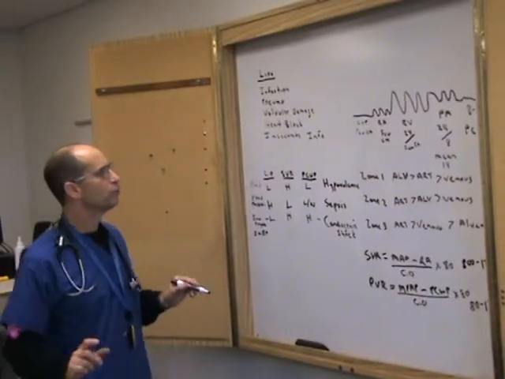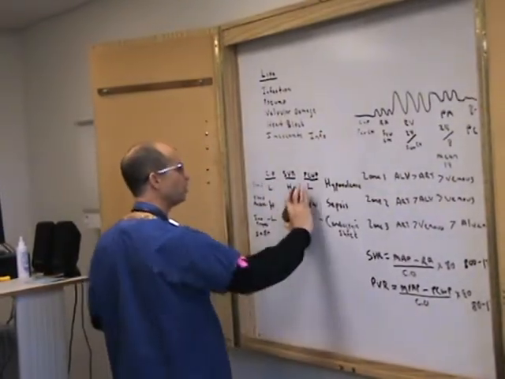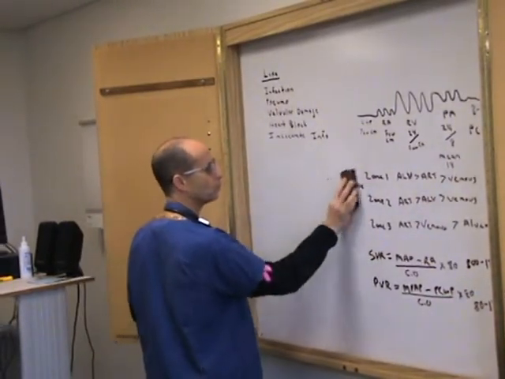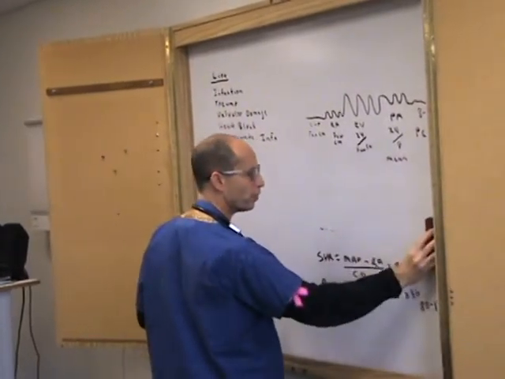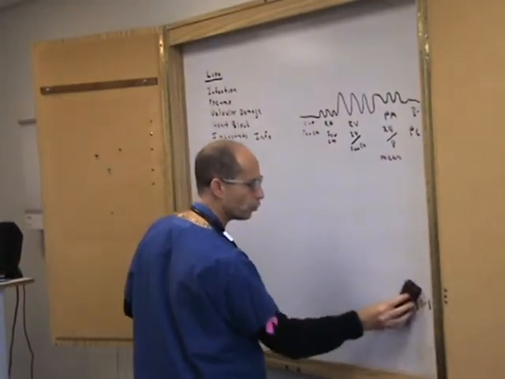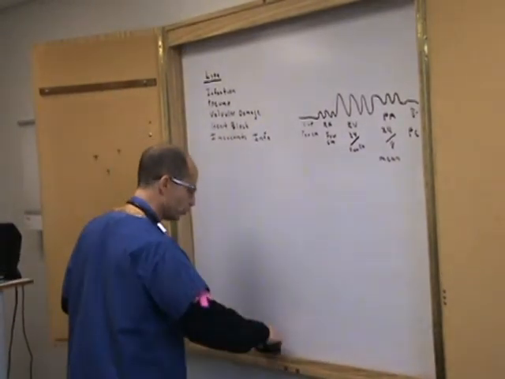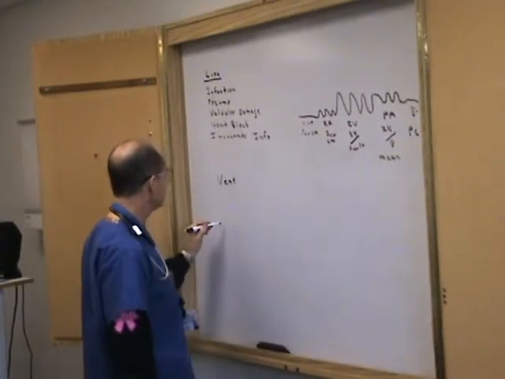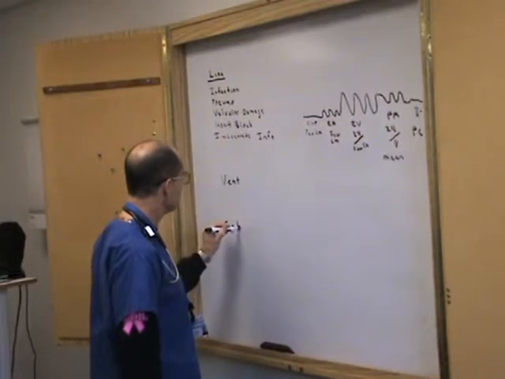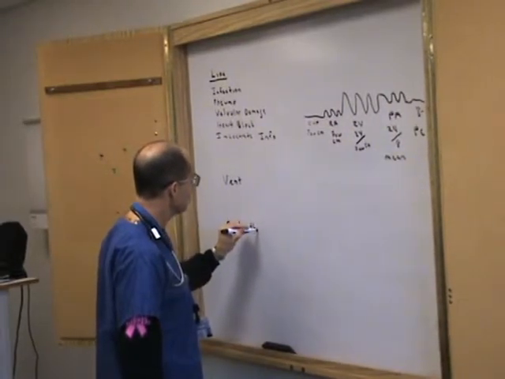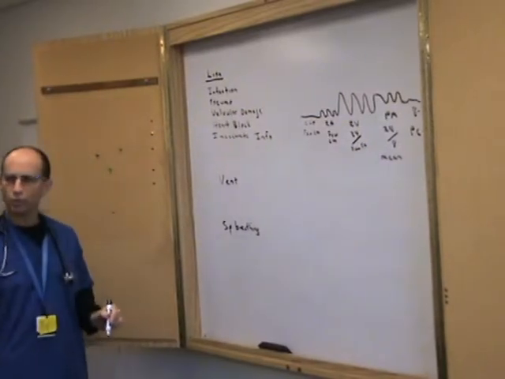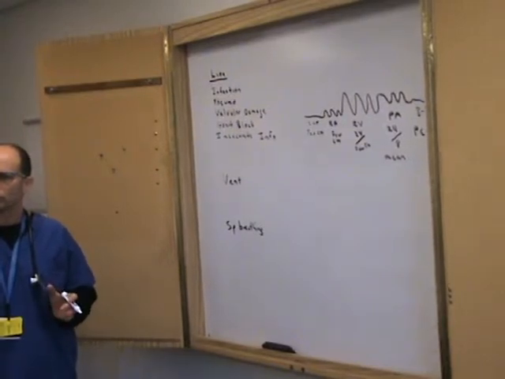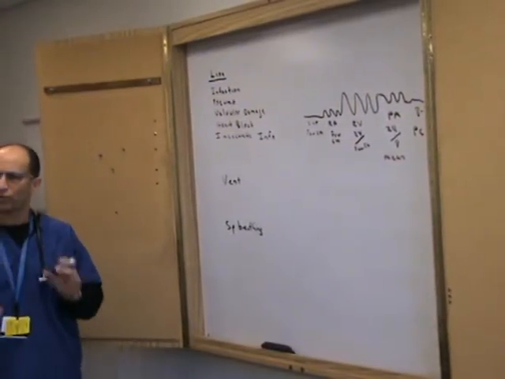The other thing is, where do you read your tracing? So you have somebody on a ventilator, you have somebody spontaneously breathing. You've got to figure out where to read these tracings. Now, when do you want to read your tracings? Probably when they're spontaneously breathing. Or it doesn't matter. Oh, there's one answer for both.